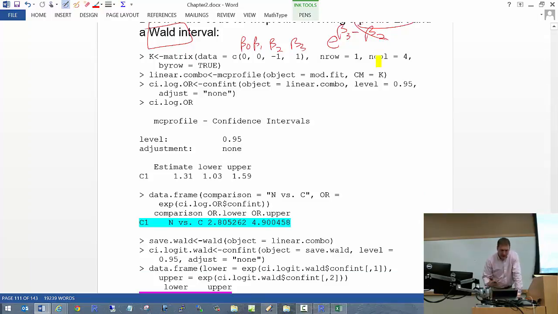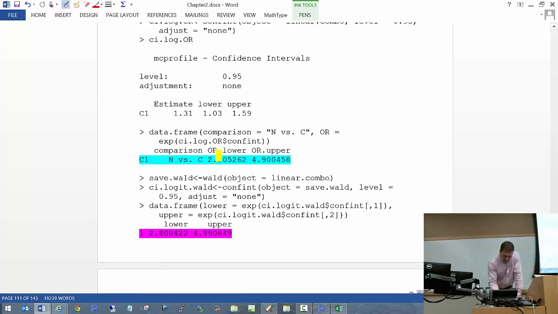So it's the same kind of code over and over again. Here's my actual interval, 2.8 to 4.9. So again, what this is saying is that chemical is going to control better than doing nothing at all. And even, to some respect, more so than using biological, given that interval compared to the previous interval that we looked at.